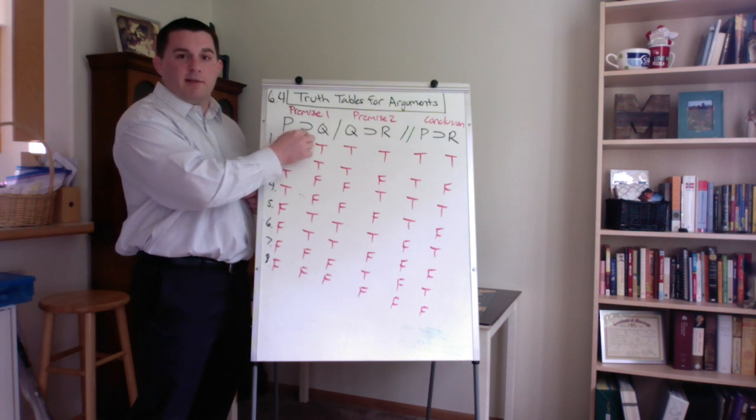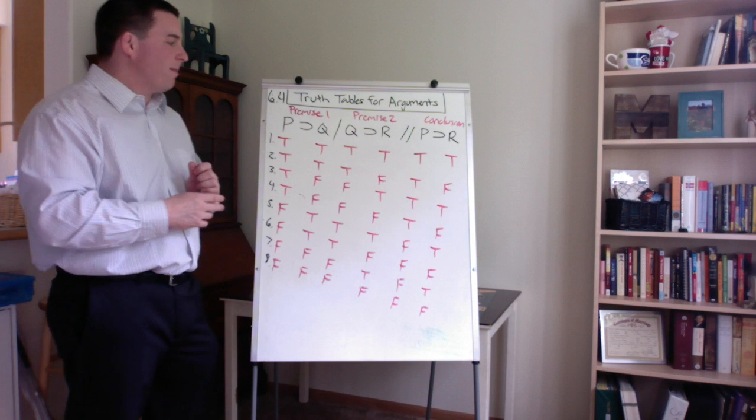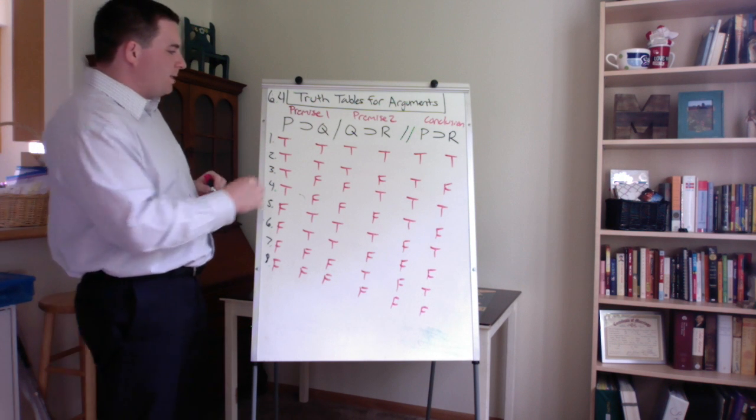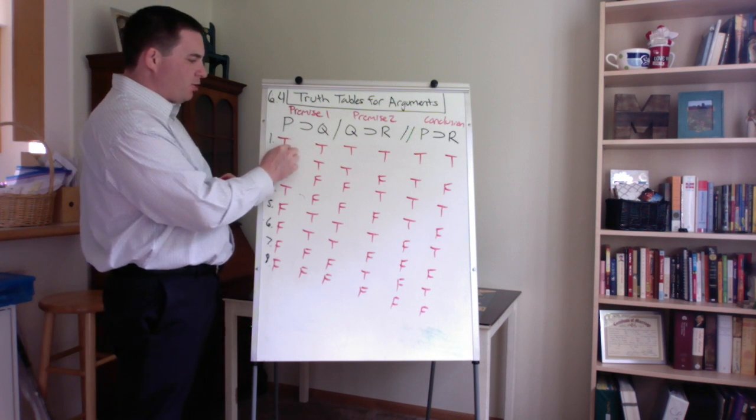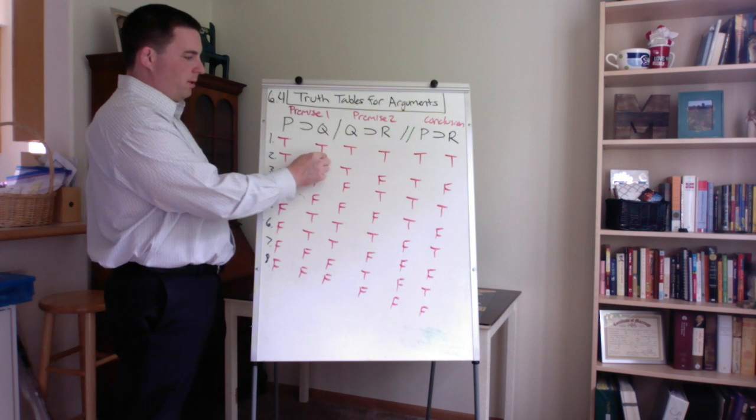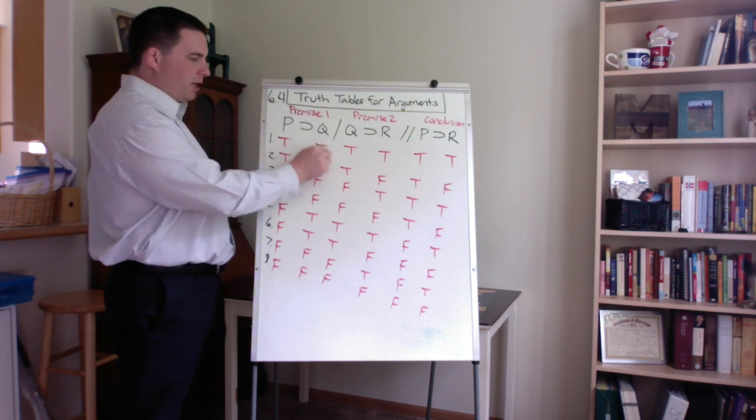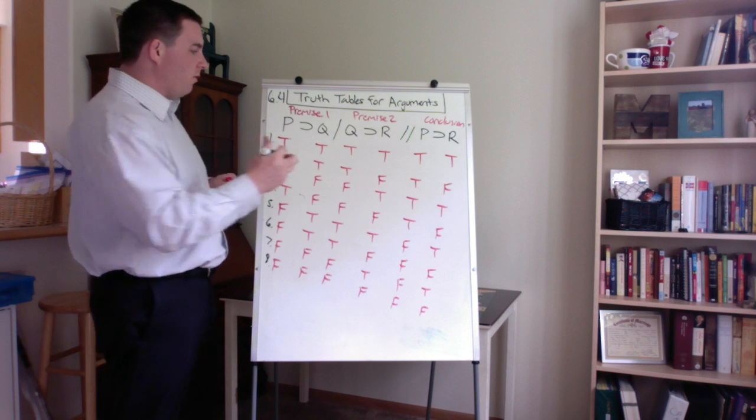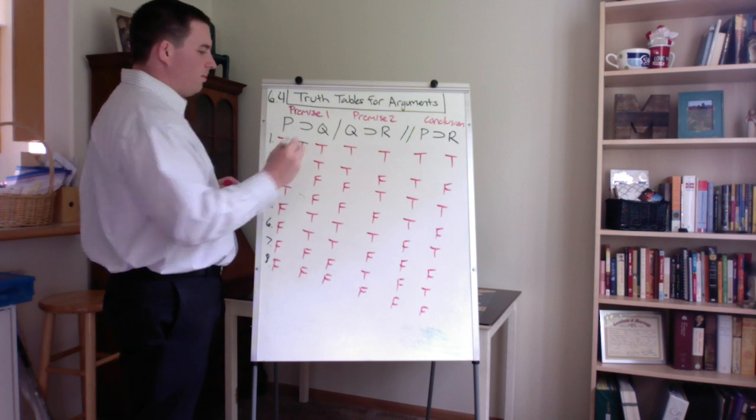If it's sunny, then the park is open. Just any statement like that. Okay, so line 1 here is saying that P is true and Q is true. So if P is true and Q is true, we know our overall truth value will be true.